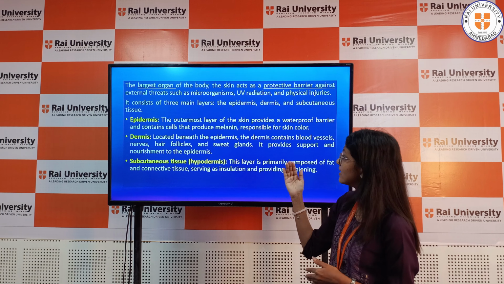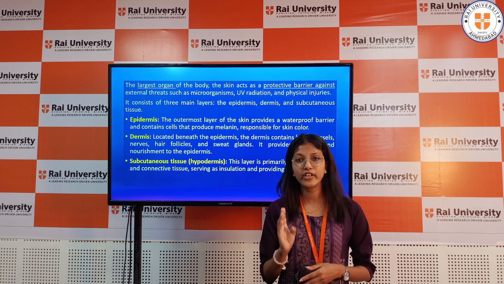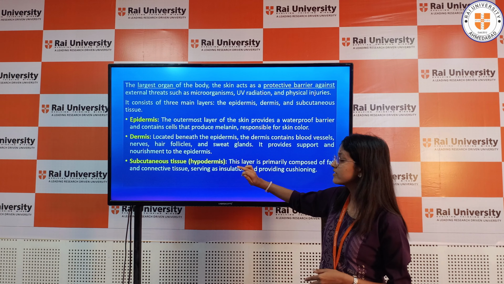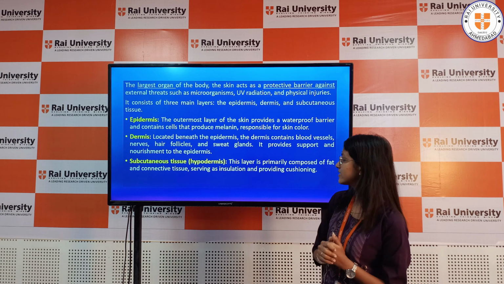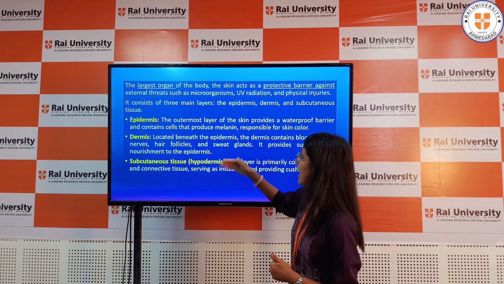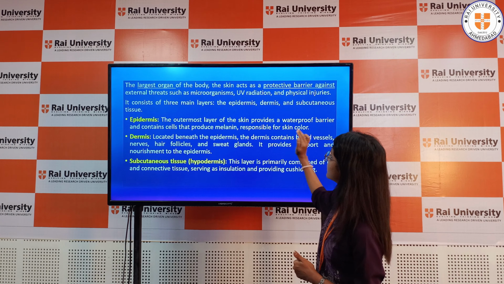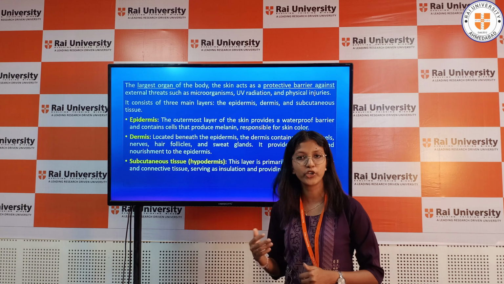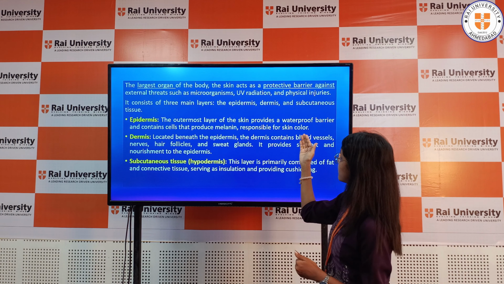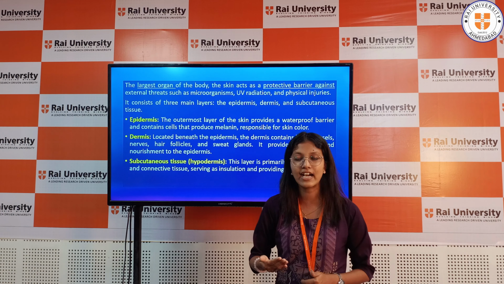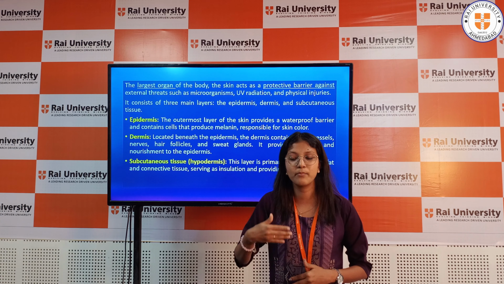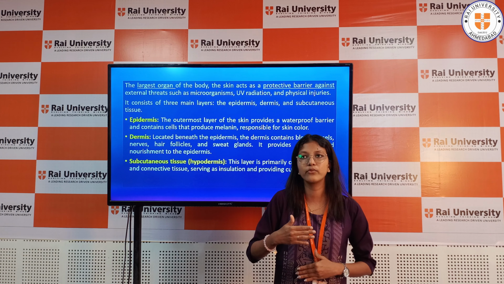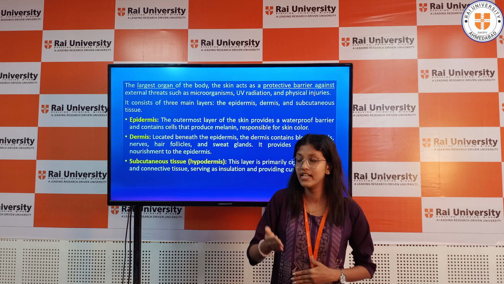And it has mainly three layers. The outer layer is the epidermis, the second one is the dermis, and the third layer is the subcutaneous tissue or the hypodermis. Epidermis is the outer layer of the skin and it provides a waterproof barrier, contains cells that produce melanin, and is responsible for skin color. So skin color depends on how much melanin we secrete. If the melanin production is more, then there will be more chance of tanning.